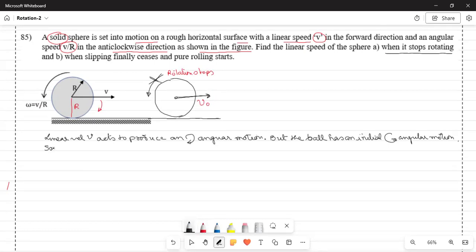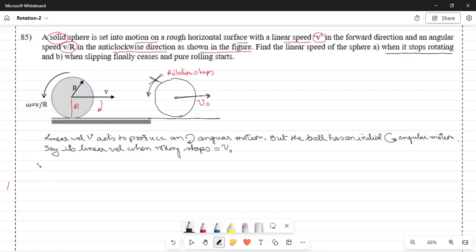The paper setter wants us to find out this velocity v naught, the linear velocity when the rolling stops, equal to v naught. We have to find out the value of v naught. It may not be difficult to find out. Initially, it has two angular momenta. One momentum in the clockwise direction, the initial angular momentum.